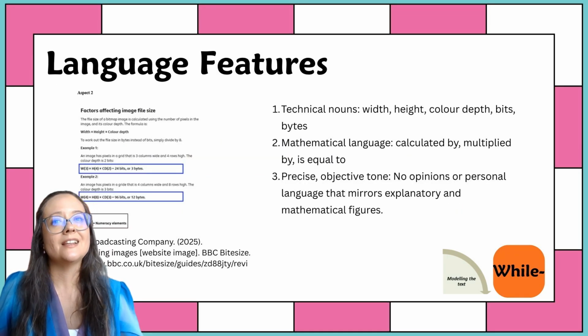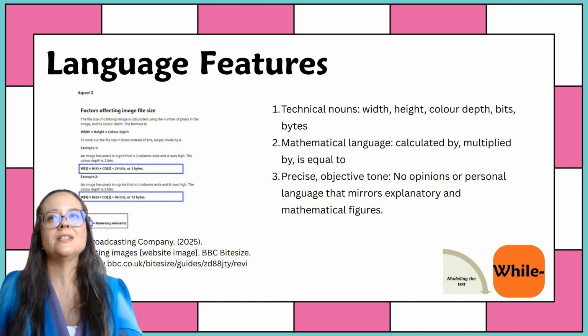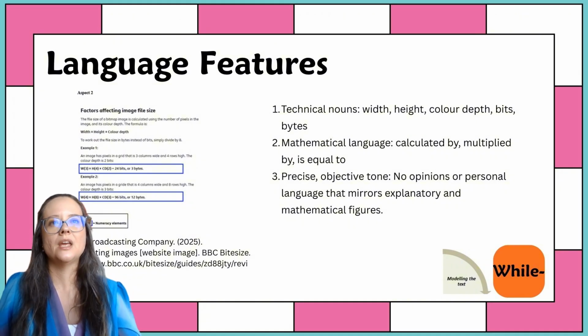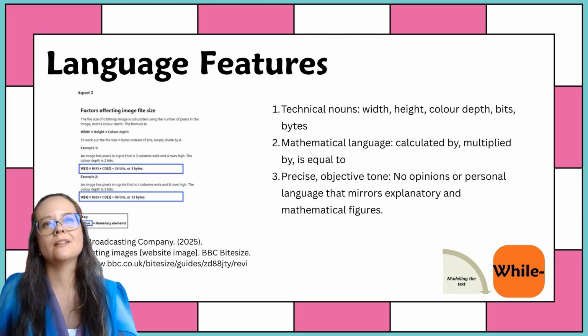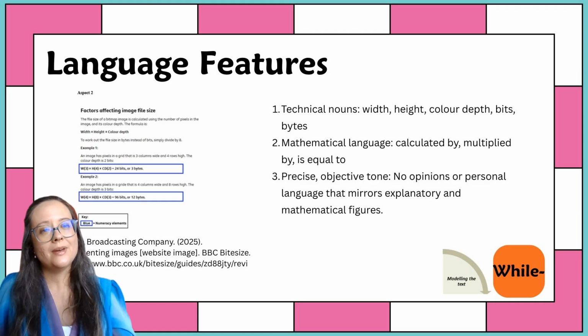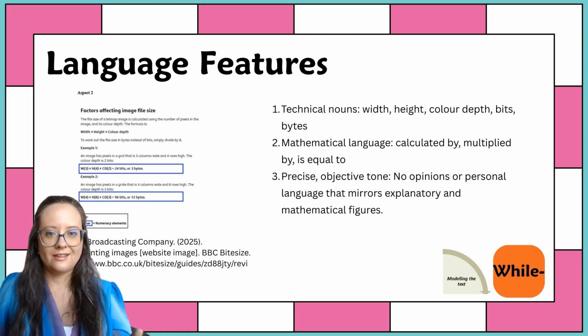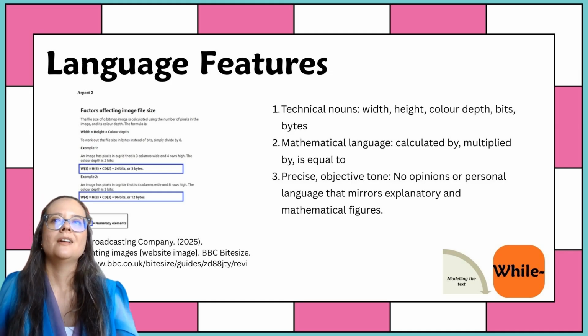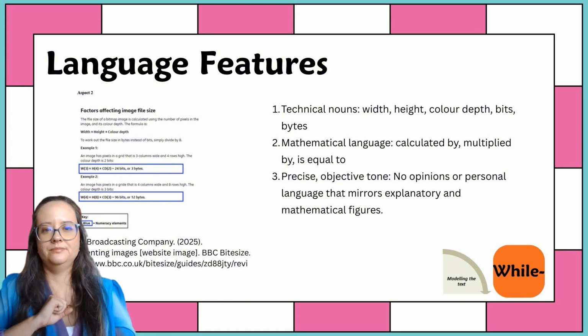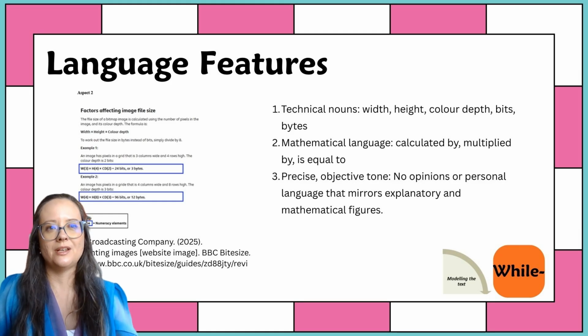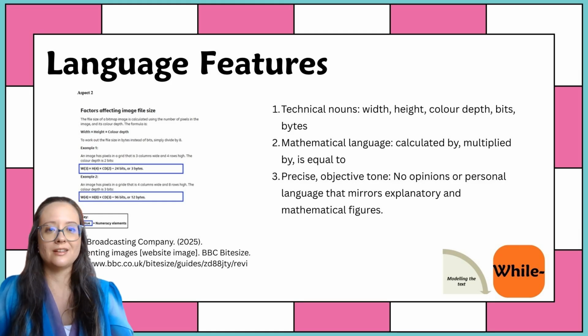I would then consider the language features, annotating the paragraph to identify key language features. So looking at the paragraph, you can see that I've used technical nouns like width, height, color depth, bits, and bytes. Consider the mathematical language used as well: calculated by, multiplied by, and is equal to. Lastly, reports use a precise and objective tone. So this means that in our report, we avoid personal opinions and use third-person writing to reflect conventions.